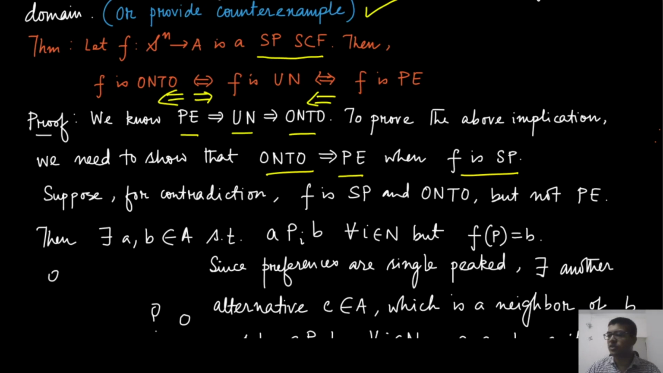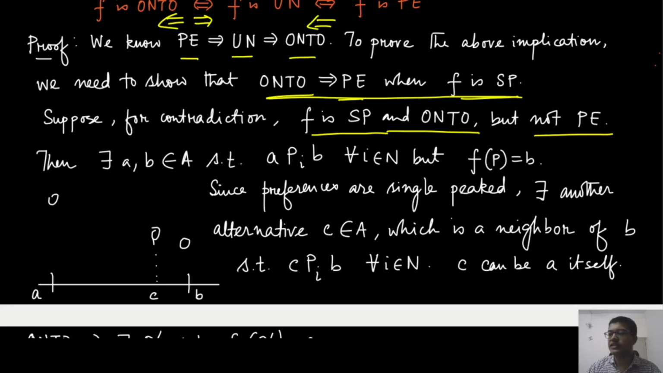So let us assume for contradiction, so we'll have to prove this. We assume that F is strategy proof and onto, but it is not Pareto efficient. Then what does it mean? Not Pareto efficient means that there exists a pair of alternatives A, B such that A is strictly preferred over B for all the players, yet the social choice outcome picks that Pareto dominated alternative B.